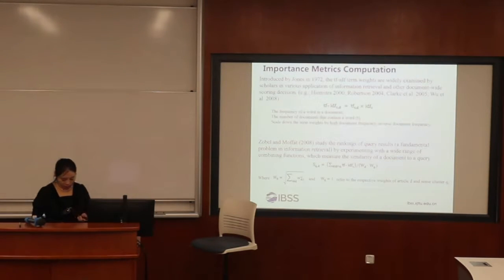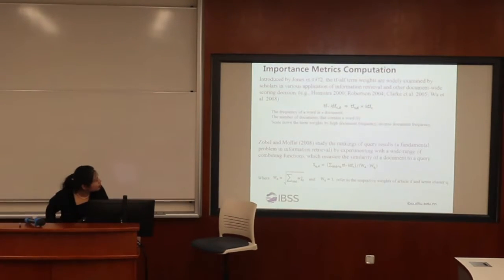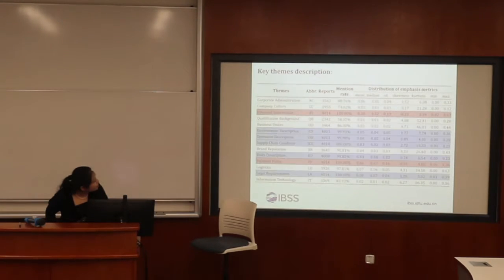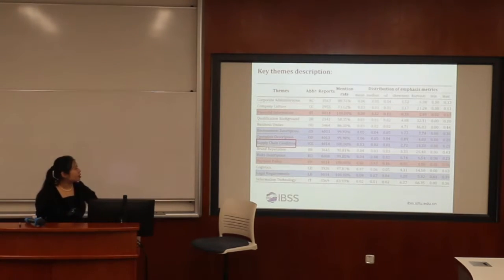And the formula part is not difficult to understand. We try to use an equation. It's not a complicated one. We try to use the frequency of a word in a document and the number of documents containing the word. Then use the weights to do the calculation. You can see we can find the key themes in all the supply chain finance projects are the financial information, supply chain condition, as well as payment policy. All the measurements are 100%.